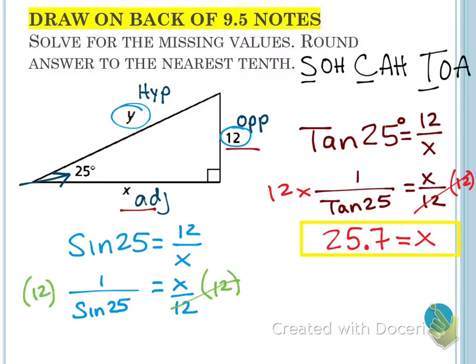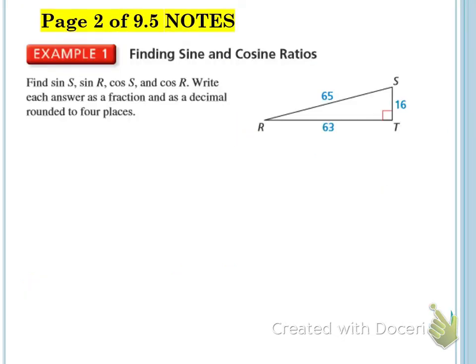So then what do we get this time? 28.4. Oops, sorry. What letter was this? I put X, I'm sorry. Let me fix it. It does matter because some people get the right number for the wrong side, and then that means it's wrong. Do you know what I mean? So just make sure you label X and Y. So that's that. We're going to go to page 2.